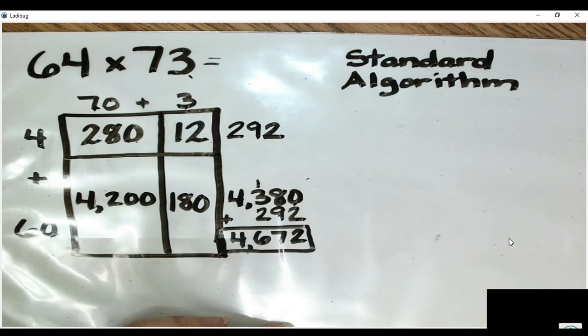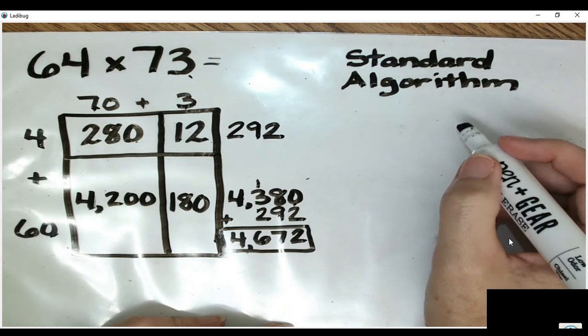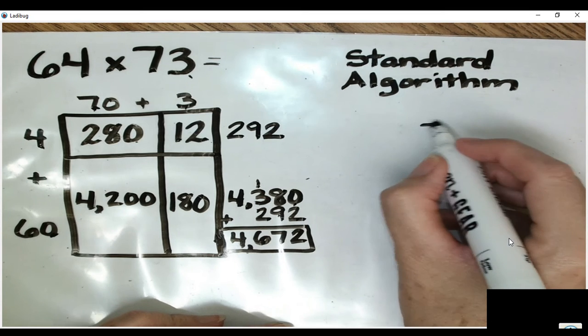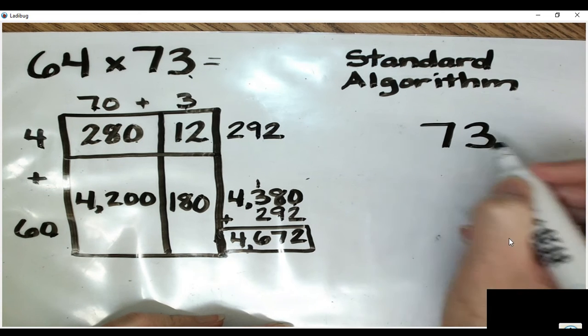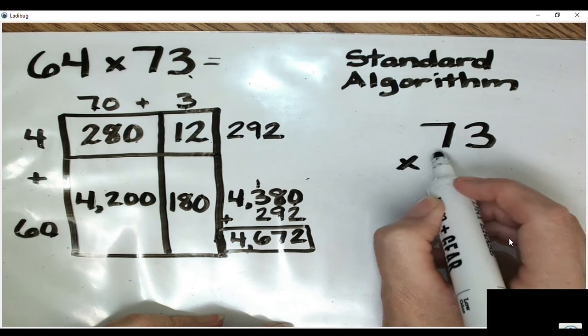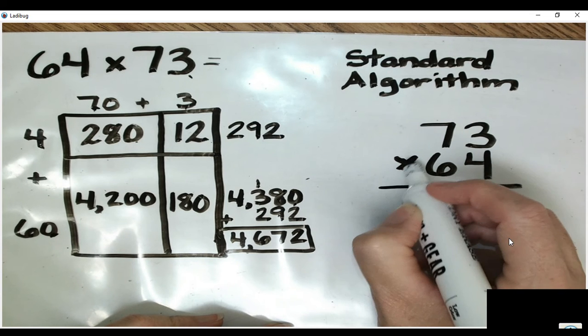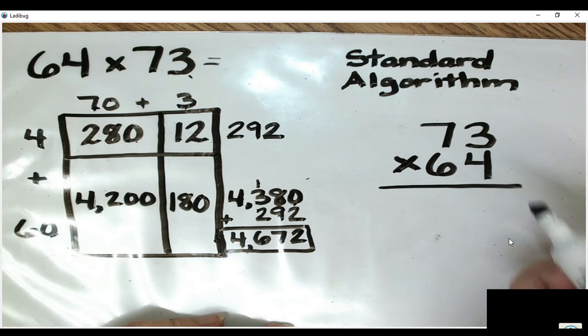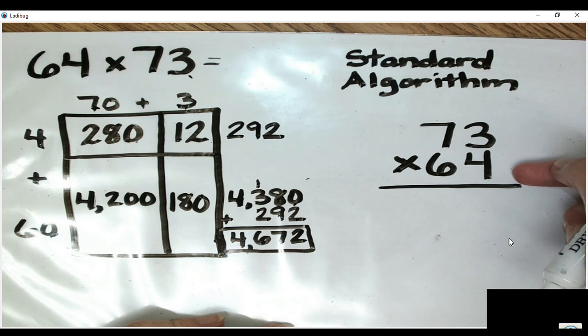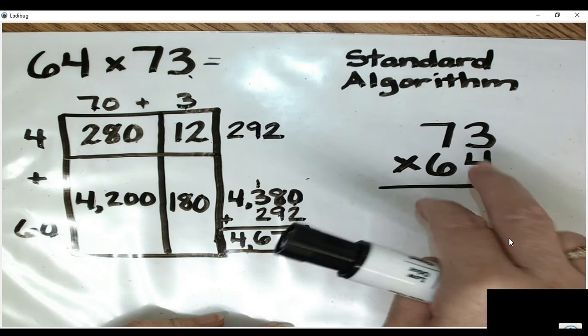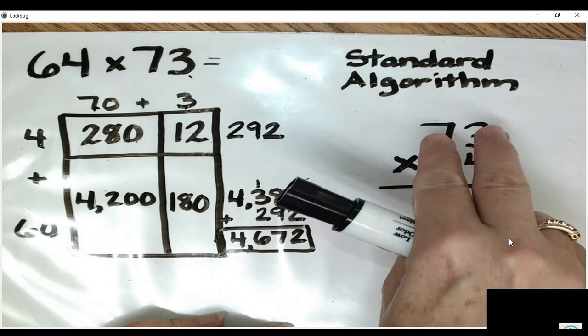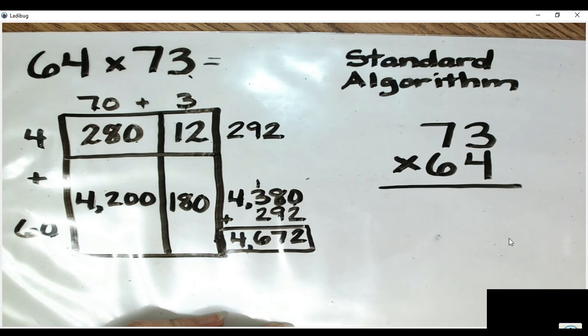Okay, so what I'd like to do is put 73 times 64. Now, girls and boys, we learned last week that the commutative property says I can multiply these two factors in any order and the product will remain the same. Because they both have the same number of digits, it does not matter in my standard algorithm which one goes on the top. Okay, so here we go.